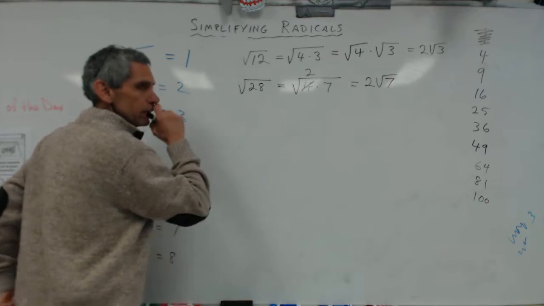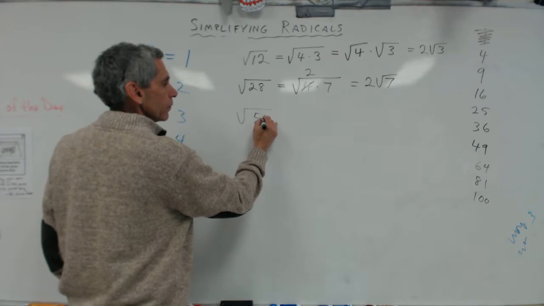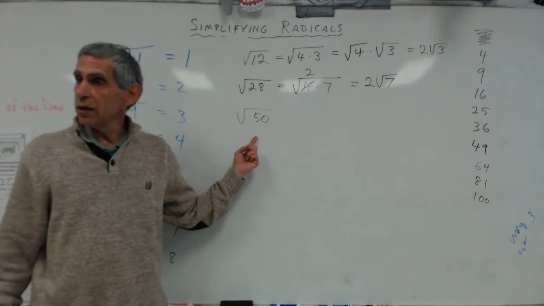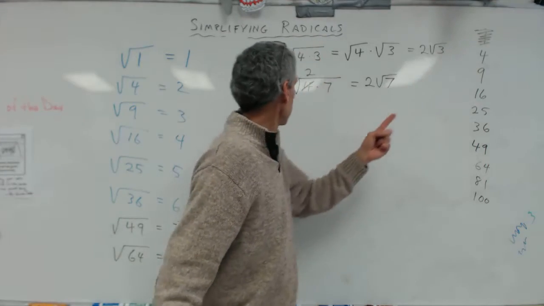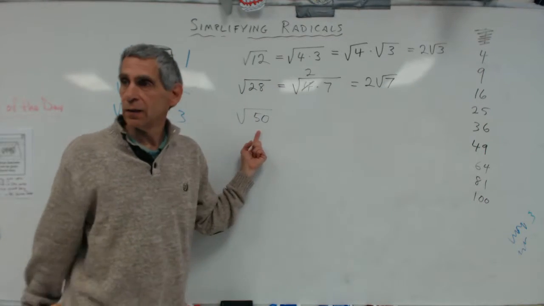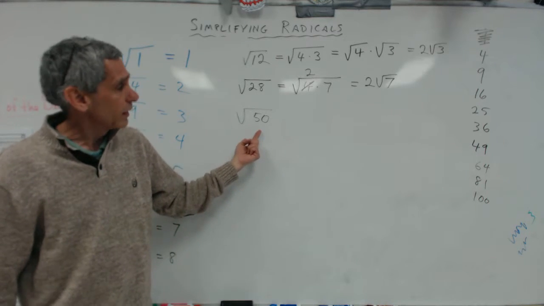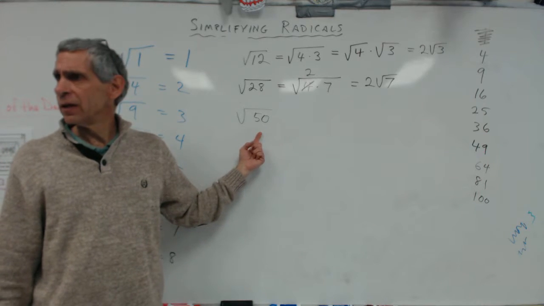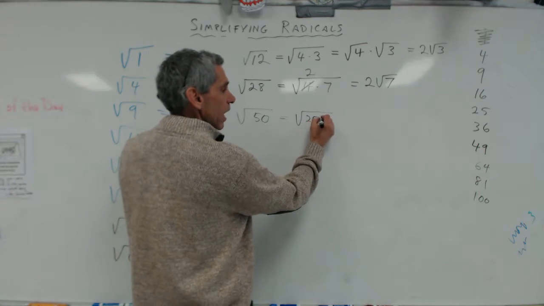So let's try something totally different. How about we do the square root of 50? We're not going to use the tree method. We're going to use this method. Does 4 go into 50? No. Does 9 go into 50? No. 9 times 5 is 45, 9 times 6 is 54. Okay, does 16 go into 50? No. Does 25 go into 50? Yeah, twice. So that's the square root of 25 times 2.